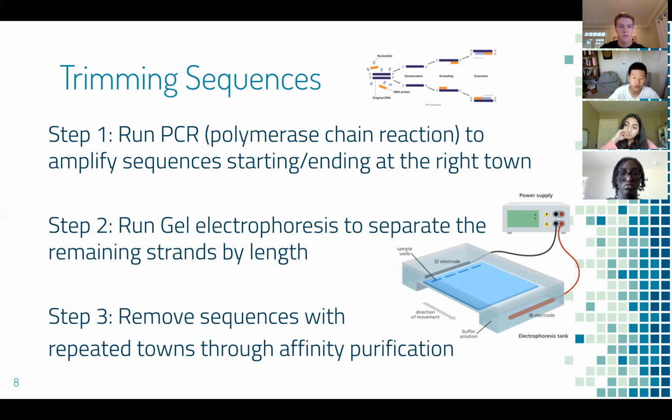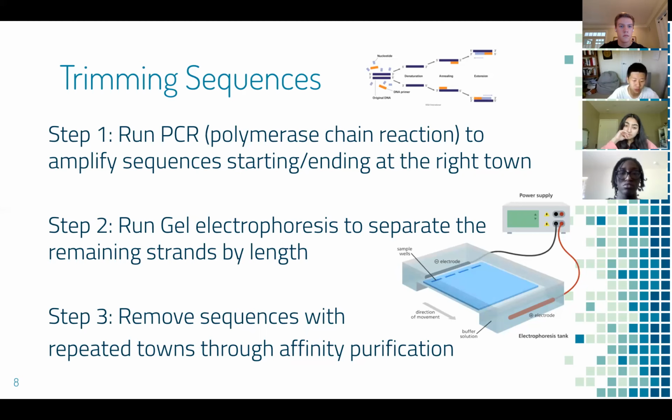So most of our DNA will now be made up of sequences that have the right start and end point. Step 2 is to run gel electrophoresis to separate the remaining strands by length. So we make sure we don't have strands that are way too long, because there's only one possible length. So we'll only take the ones with the right length.